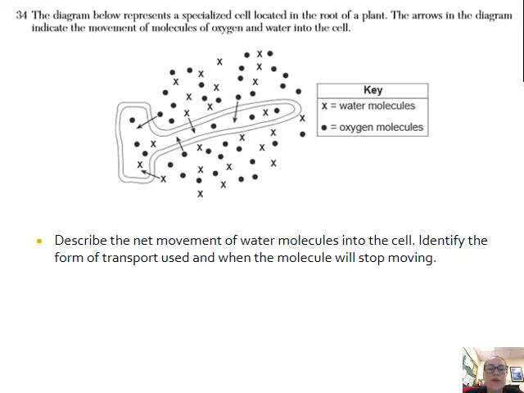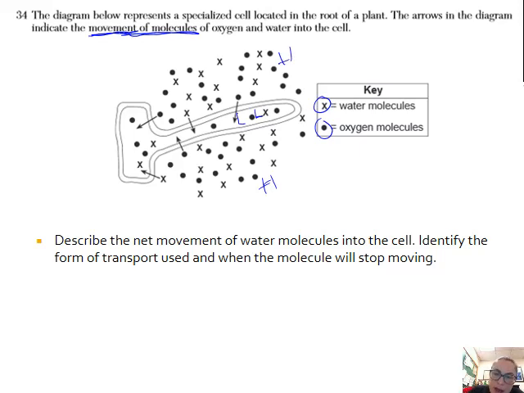Whenever you have a transport question, they're either going to use the word transport or movement of molecules. You always want to determine where the concentration gradient is. So for oxygen, which is represented by the dot, it looks like the low concentration is on the inside and the high concentration is on the outside. And for water, which is represented by an X, it also looks like we have the low concentration on the inside and the high concentration on the outside.